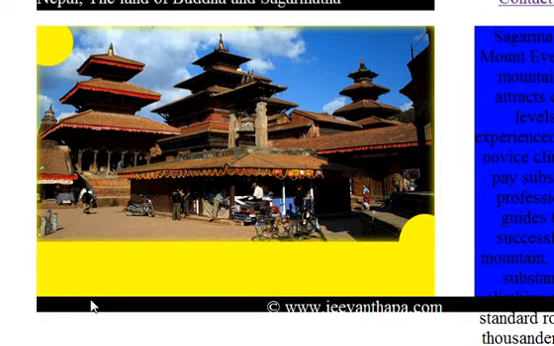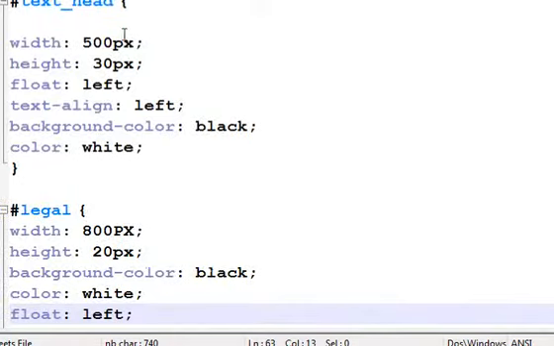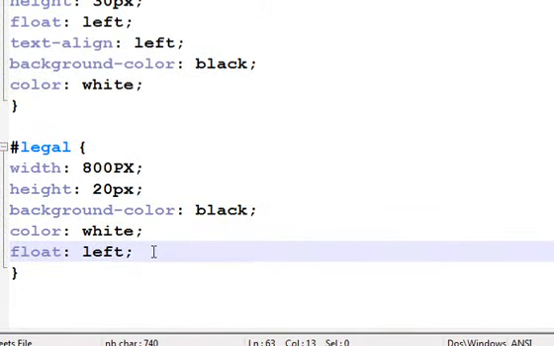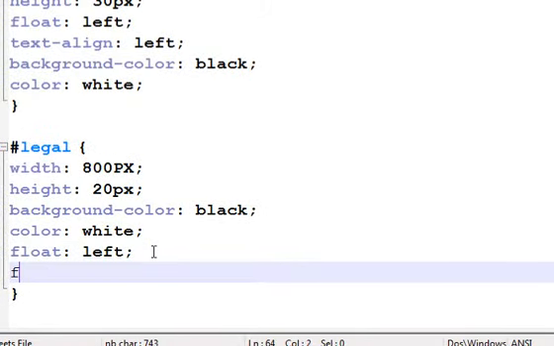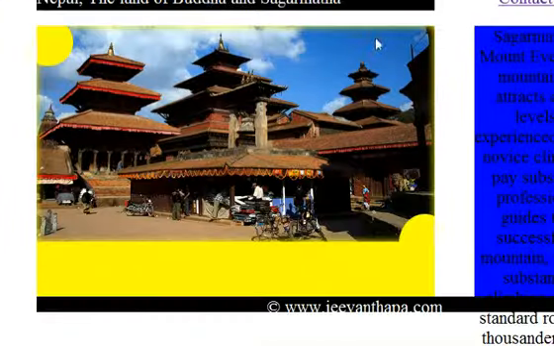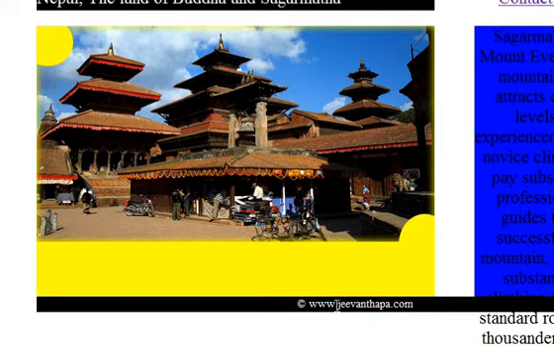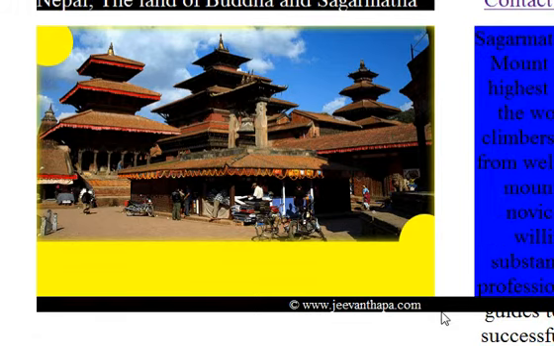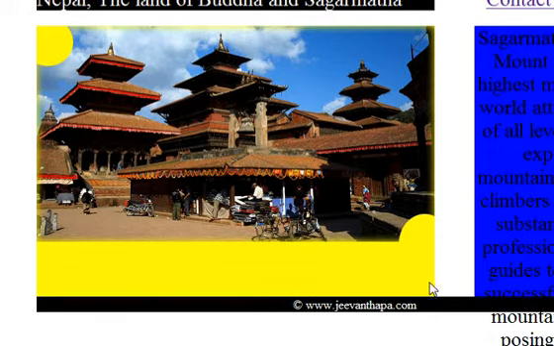Copyright www.jivanthapa.com is displayed, but there is some text missing. To solve this problem, now let's set the font size. Let's say 10 pixel. Now save this file and reload the web page. Now you can see copyright www.jivanthapa.com.